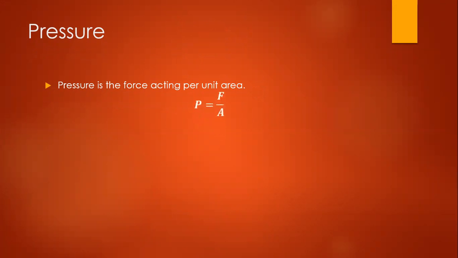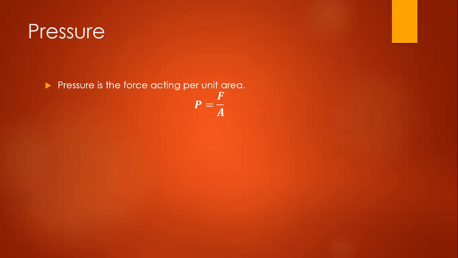It can be written as P equals F over A, where F is the force and A is the area. It means that pressure depends on the force and the area. It is clear from the equation that there is an inverse relation between pressure and area. If we increase the surface area, the exerted pressure will be smaller, and if we decrease the surface area, the exerted pressure will be larger.